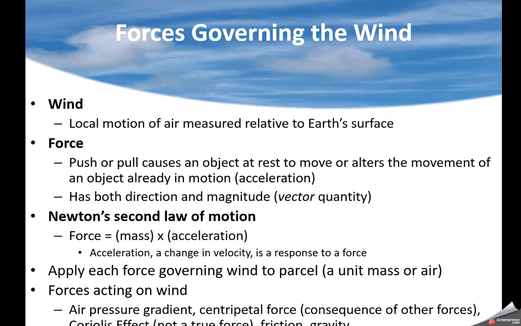Along what path? So we've talked about forces that push and pull on molecules, on objects. Well, that's what makes the wind. Again, here we go back to force. It's this simple: mass times acceleration. Acceleration is a change in speed, a change in velocity. So what are the forces that act on wind? And we're going to go into a little detail with these. Air pressure gradient, centripetal force, Coriolis effect, friction, gravity.